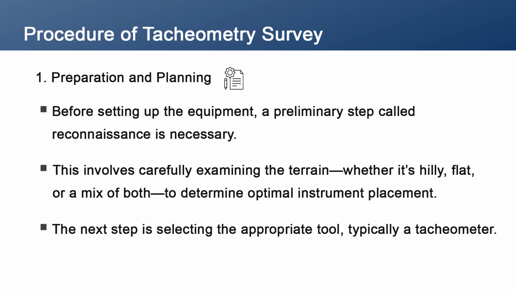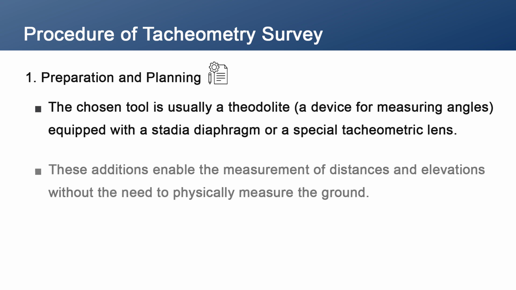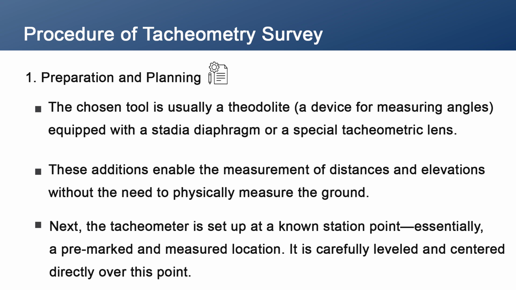Next, we pick our tool, that is a tachyometer. This is usually a theodolite, a device that measures angles and is equipped with a stadia diaphragm or special tachymetric lenses. These additions help us measure distance and elevation without having to physically measure the ground. Now, we set up our tachyometer at a known station point, basically a place we have already marked and measured. We make sure it is perfectly leveled and centered right over that point.